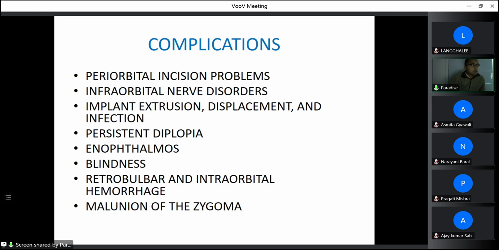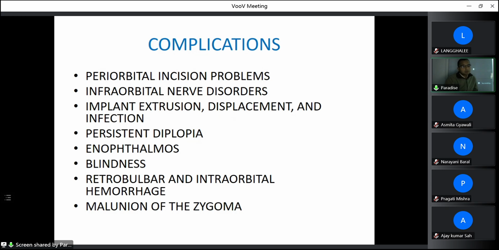Another complication is persistent diplopia. If you are reducing the ZMC fracture, if the orbital floor is fractured, and if you have not reduced the fracture properly, most commonly the inferior rectus muscle gets entrapped within the orbital floor, and you have to release the inferior rectus muscle. If the inferior rectus muscle is not released, the movement of the eyeball will be restricted, so it will lead to diplopia. So while doing the orbital floor reconstruction, you have to release the inferior rectus muscle which has been entrapped during the trauma. If the inferior rectus muscle is not released, it will lead to persistent diplopia.